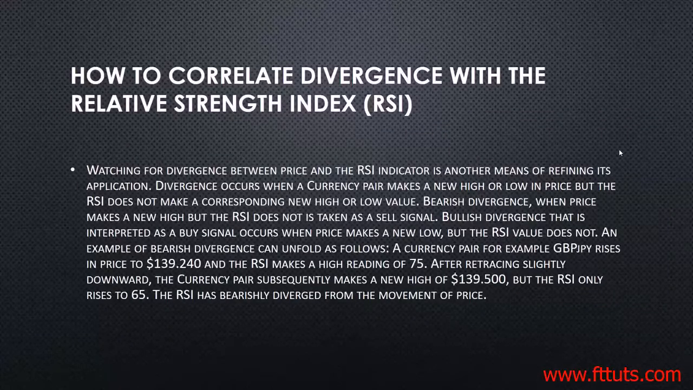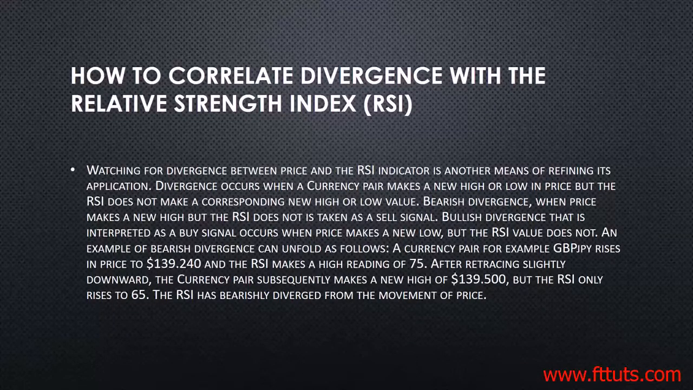How to correlate divergence with the relative strength index. Watching for divergence between price and the RSI indicator is another means of refining its application. Divergence occurs when a currency pair makes a new high or low in price, but the RSI does not make a corresponding new high or low in value. Bearish divergence, when price makes a new high but the RSI does not, is taken as a sell signal. Bullish divergence, which is interpreted as a buy signal, occurs when price makes a new low, but the RSI value does not.